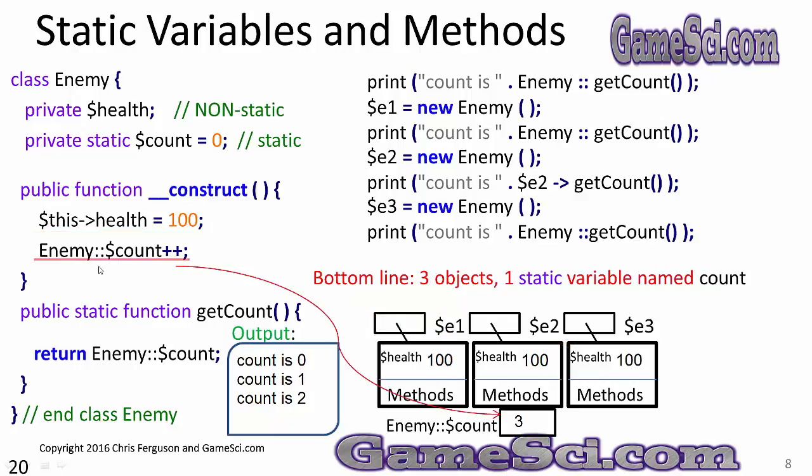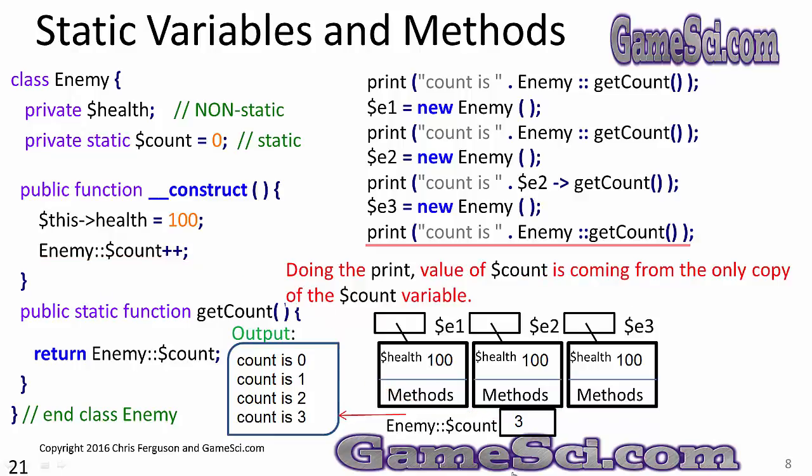Once again, we'll bump Enemy's count variable. That's class Enemy's count variable. Once again, notice how there's one copy of the count variable. Bottom line is I've created 3 enemy objects, yet I still have one and only one static variable named count. That's the way statics work. As soon as you put a static in front of a variable name, that means I want one copy for all the objects to share. And that one copy just got bumped to 3.